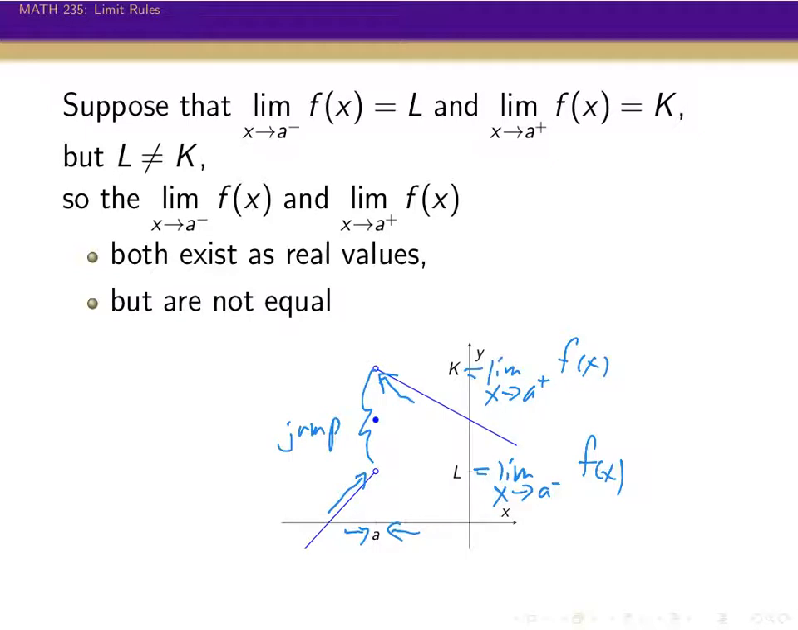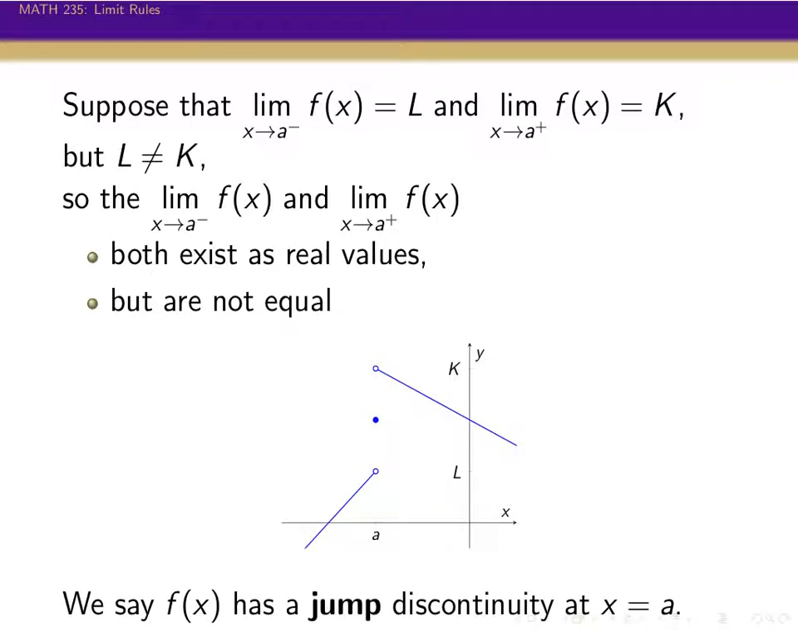As we go to a from the left, we're going towards L, and then whatever happens at a happens, but after that point, once we're on the other side of a, now we're close to K. So the function has made a jump instantaneously from being at about L to about K. Because of that jump, we're going to call this a jump discontinuity. So we say f of x has a jump discontinuity at x equals a.